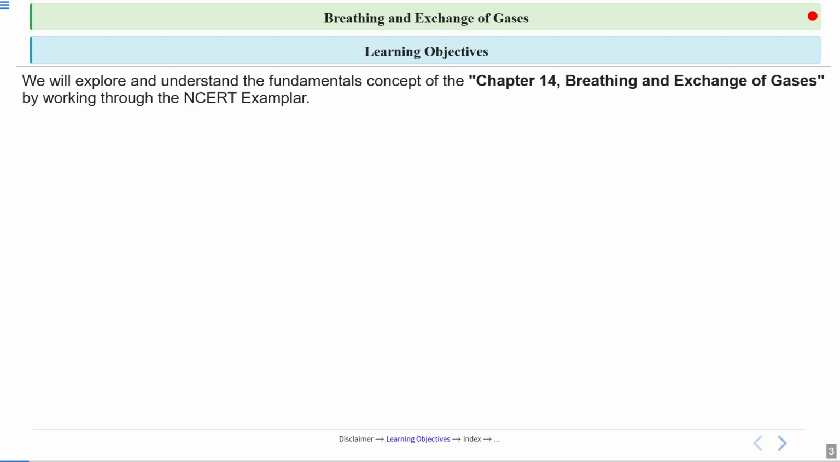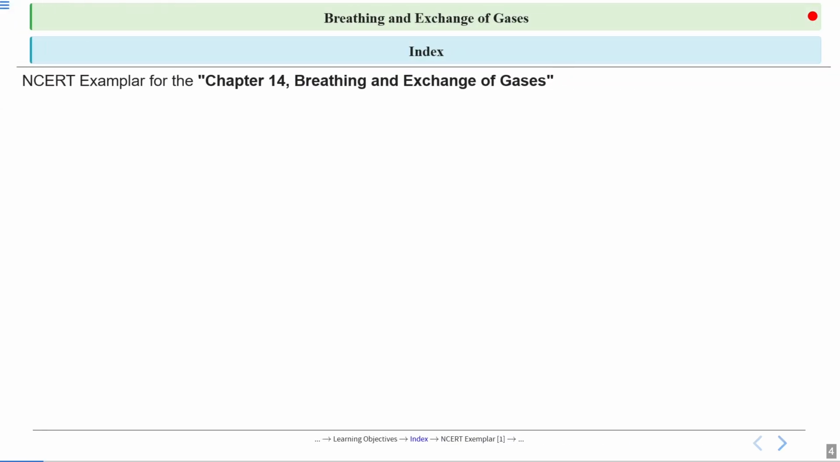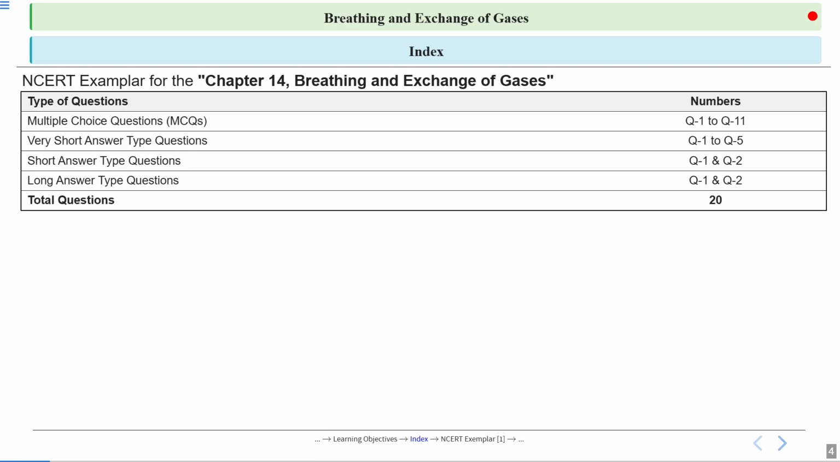So today's learning objective, we will explore and understand the fundamental concept of the chapter Breathing and Exchange of Gases by working through the NCERT Exemplar. Index part. We will have some multiple choice questions, question number 1 to 11. Then very short answer type questions, number 1 to 5. Then short answer type questions, number 1 and 2, and long answer type questions 1 and 2.